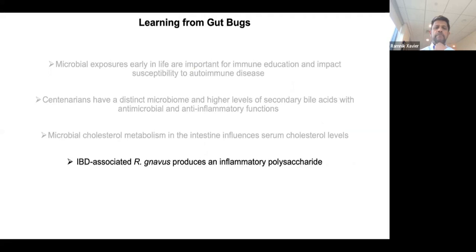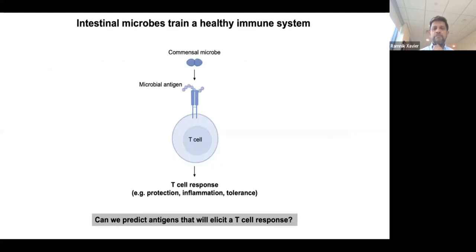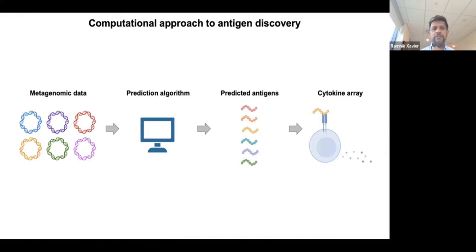So in the last vignette, I've told you about how a particular bacteria associated with disease can make the disease worse. In the final example, we can also look at antigens that are present in this bacteria that are recognized by human T cells, and use that information to find why patients are at high risk for various autoimmune diseases. The approach we took here was the same, starting with metagenomic data. We came up with a computational algorithm to predict these antigens. We synthesized these bacterial antigens and looked to see how they may impact T cells.